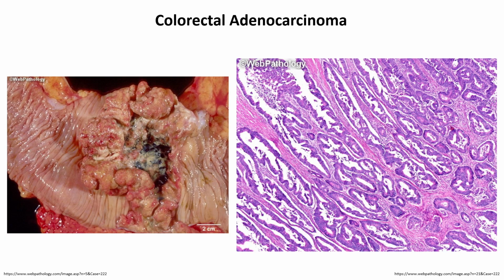In this slide on the left, we can see another gross picture of a colorectal adenocarcinoma. We can see that the tumor is forming a big polypoid mass with central ulceration and necrosis. The picture on the right is a microscopic image of a colon adenocarcinoma, and we can see that the tumor consists of infiltrative glands that are infiltrating throughout the colonic wall.